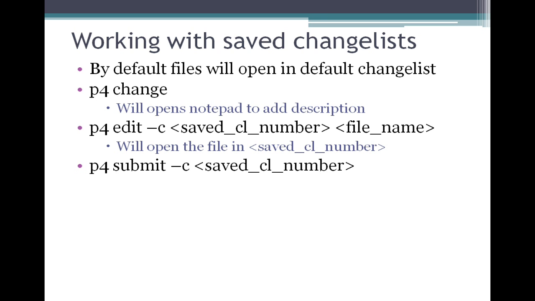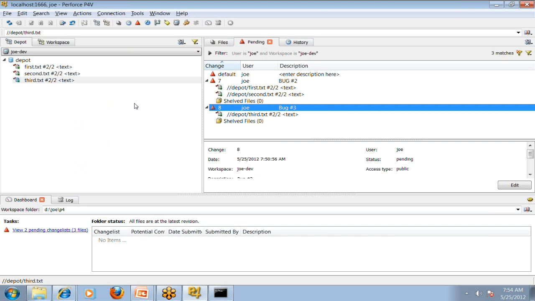Then P4 submit. Normally in general we run the P4 submit to submit the files which are open in the default change list. Now I want to submit the files open in change list number 7. Just give P4 submit -c and the change list number. So we are adding these two. In general it is P4 edit and your file name; instead of that, P4 edit -c, give the CL number, open my file in this particular change list. Then submit that. But in general most people will use the UI, so that's why I wanted to show it here.